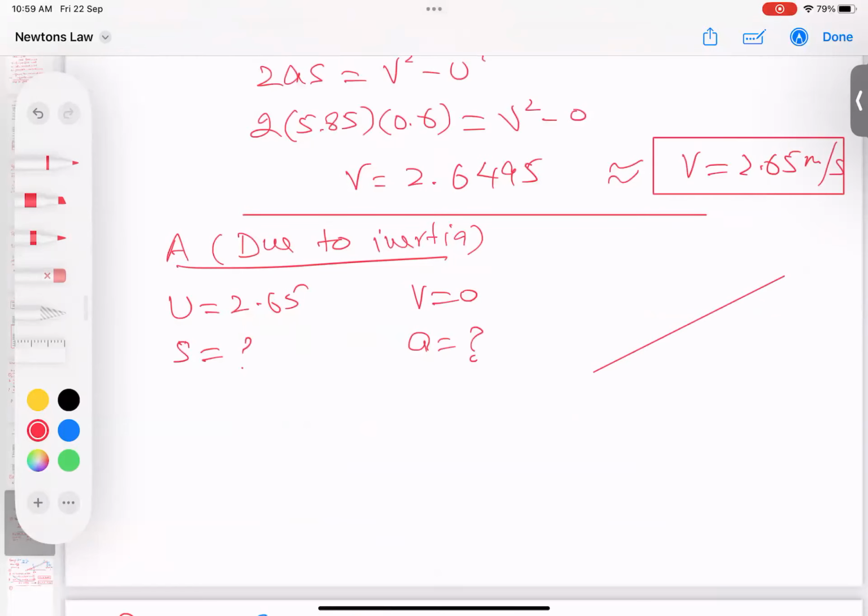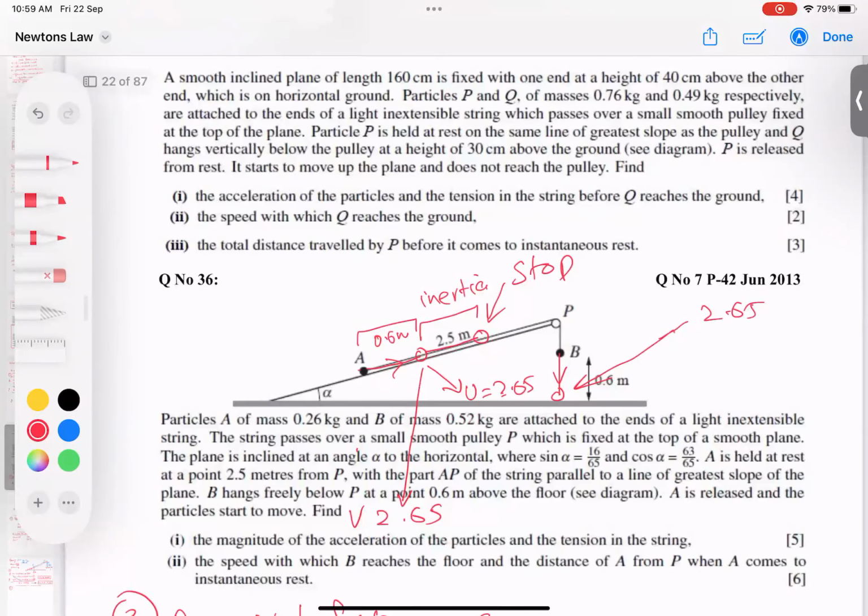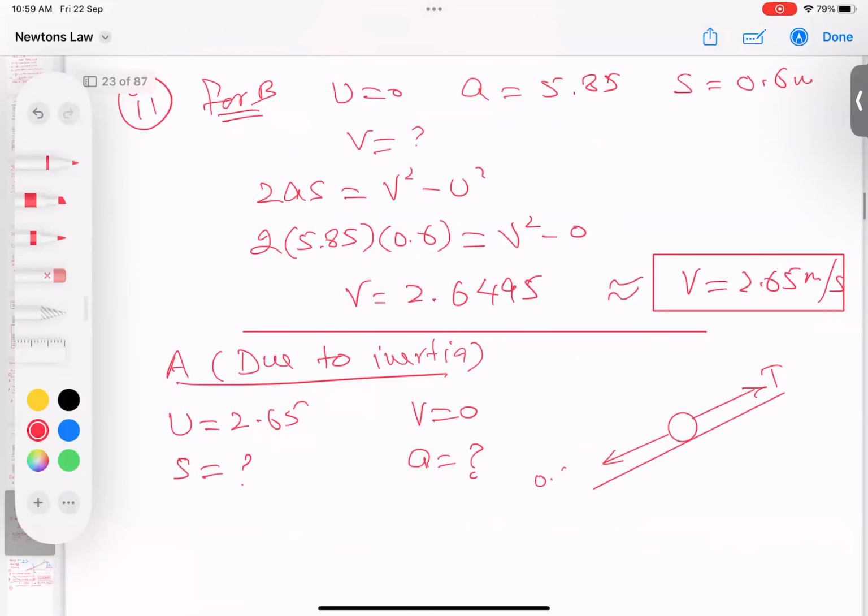This is the diagram, students: tension upwards and the weight component downwards. What is this? You know it very well. This is 2.6 sine alpha, and I found it before. If I plug in 16 over 65 here, what is this weight component? 2.6 times 16 over 65 is giving 0.64. So this component is actually 0.64, the weight acting downward.